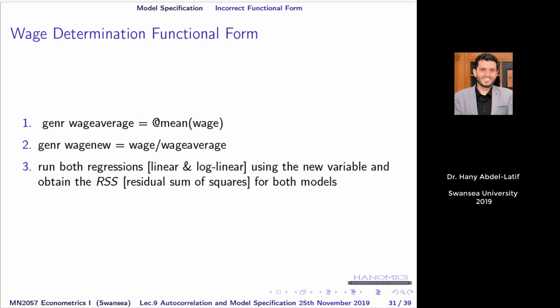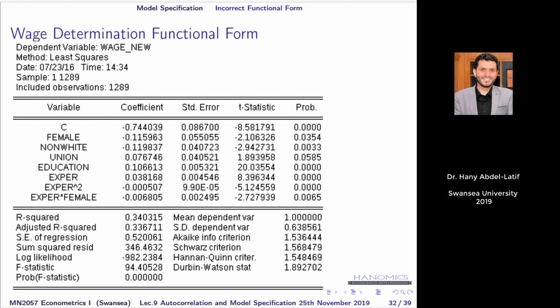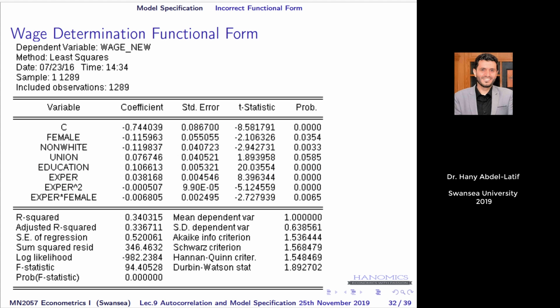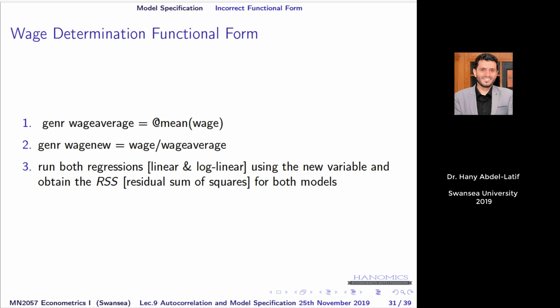And what you could do is run some kind of test to see which functional form is preferred. Is it the linear model or is it the log-lin model? So in this case, I generated a new variable, which is just the wage average. This is how you create it in EViews.